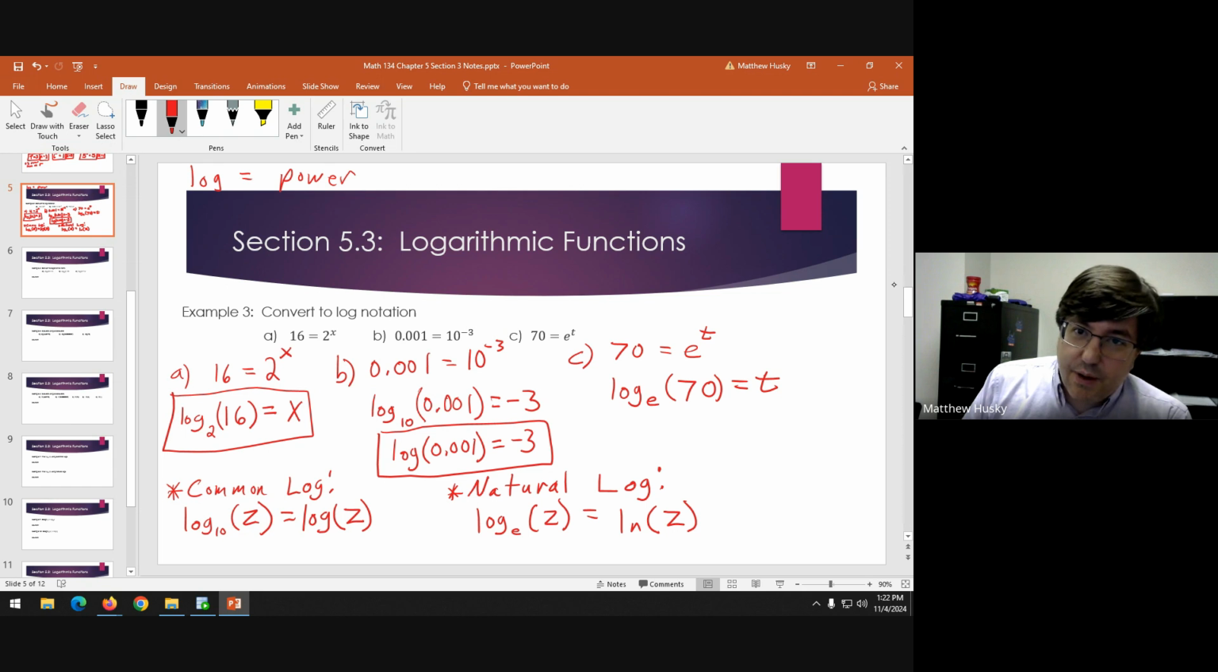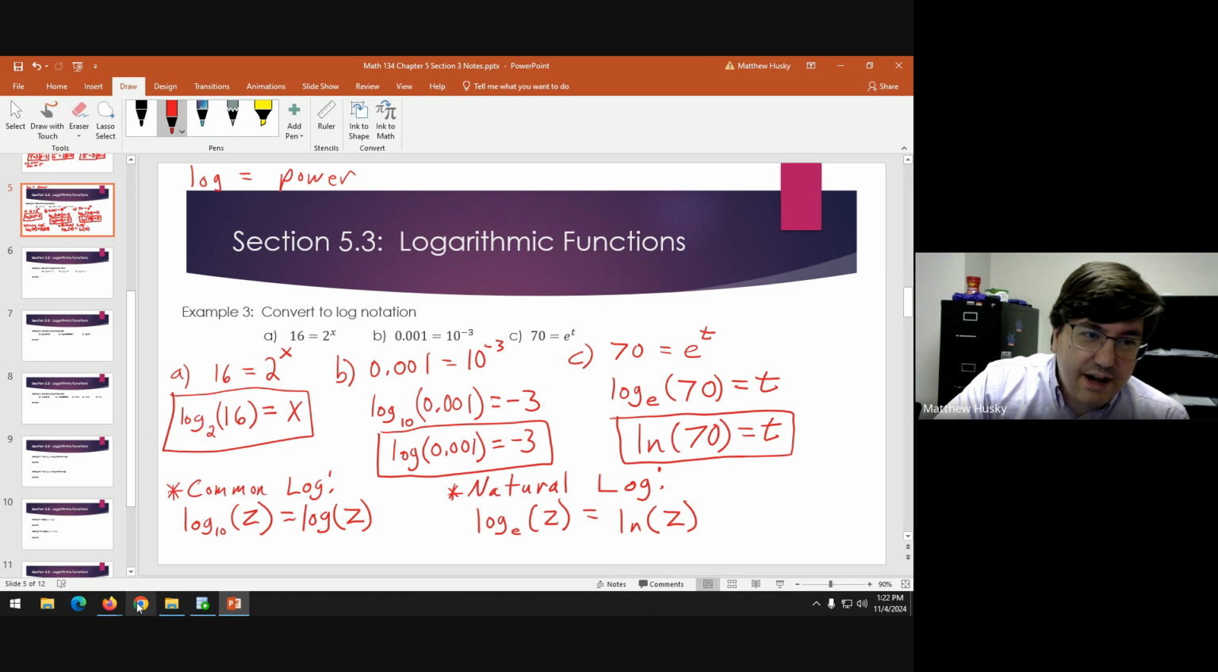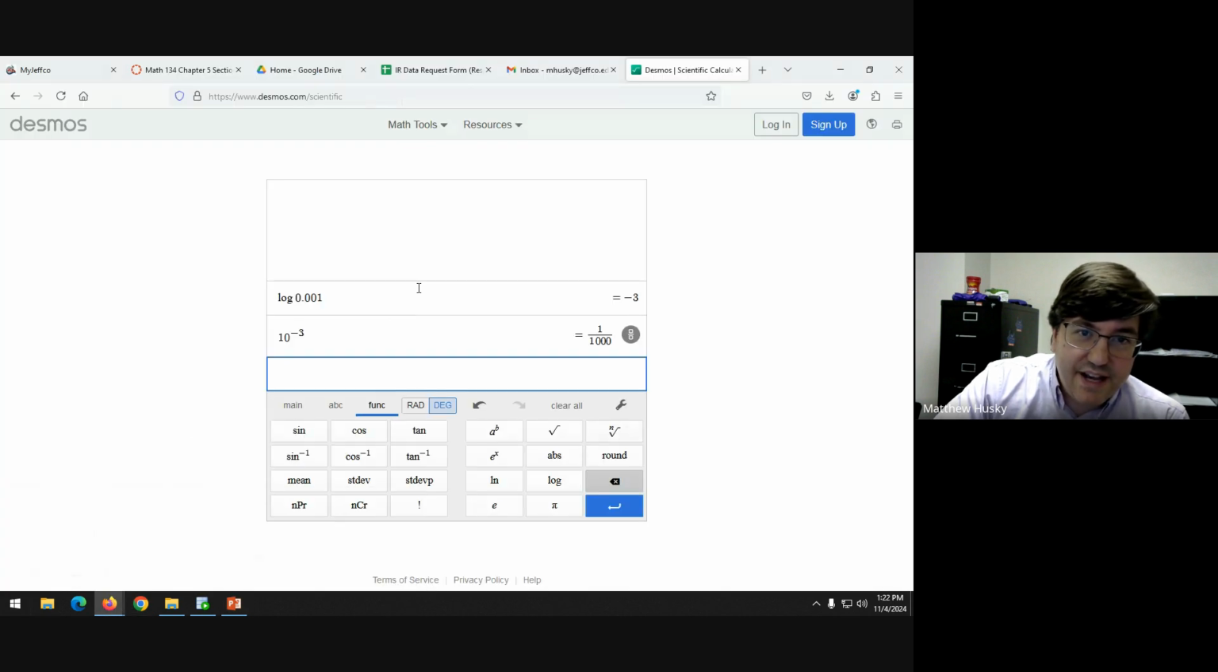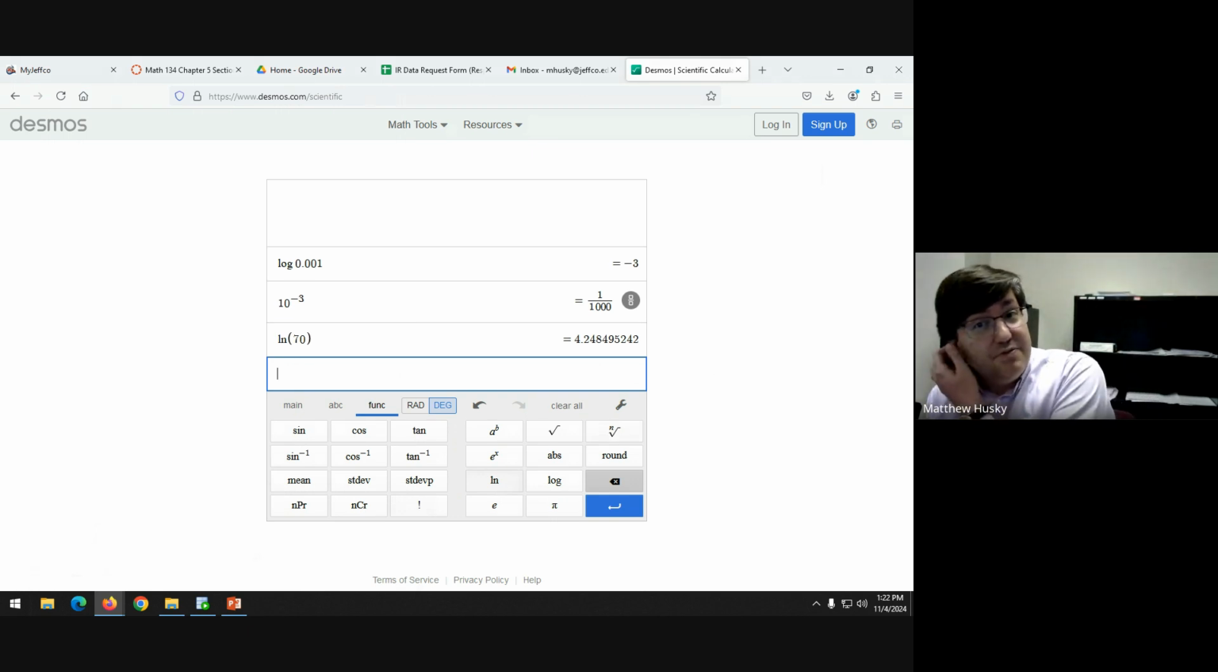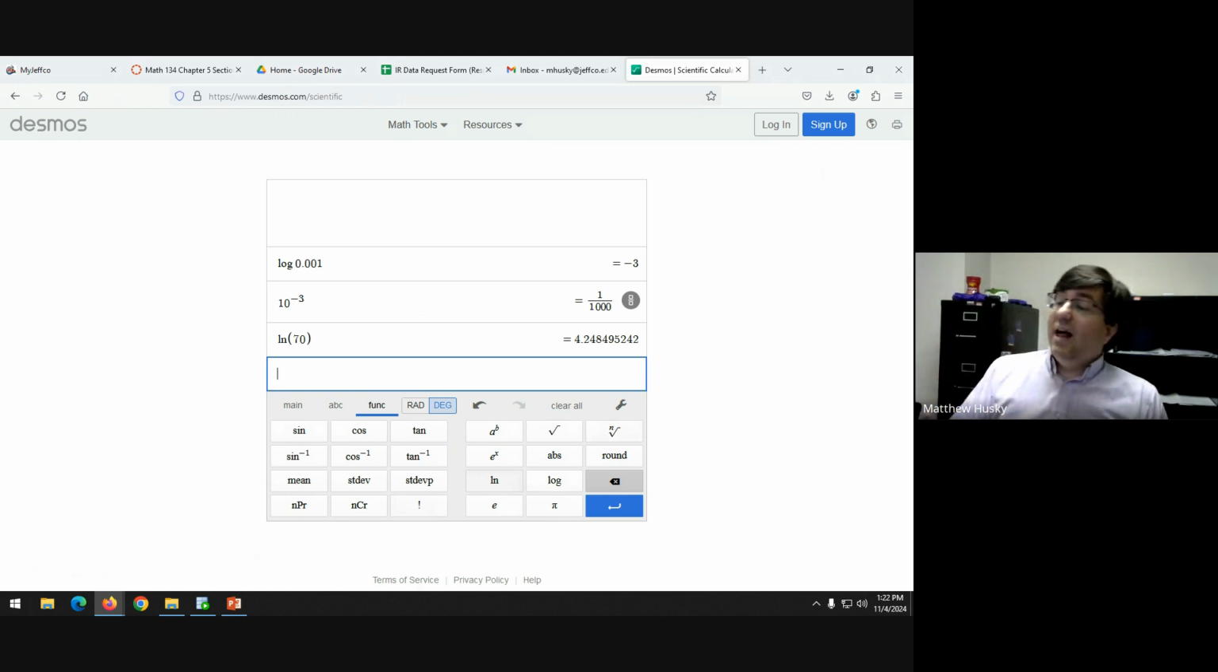And so the way you would write this is ln of 70, and then that would equal t. And fun fact, if you got yourself your favorite scientific calculator or graphing calculator, you might notice that it will have an ln button on it. Here's where it is for this one. You can do ln. We can actually figure out what ln of 70 would be. That happens to be 4.2485. But lots of calculators worth their salt are going to have an ln button on them.